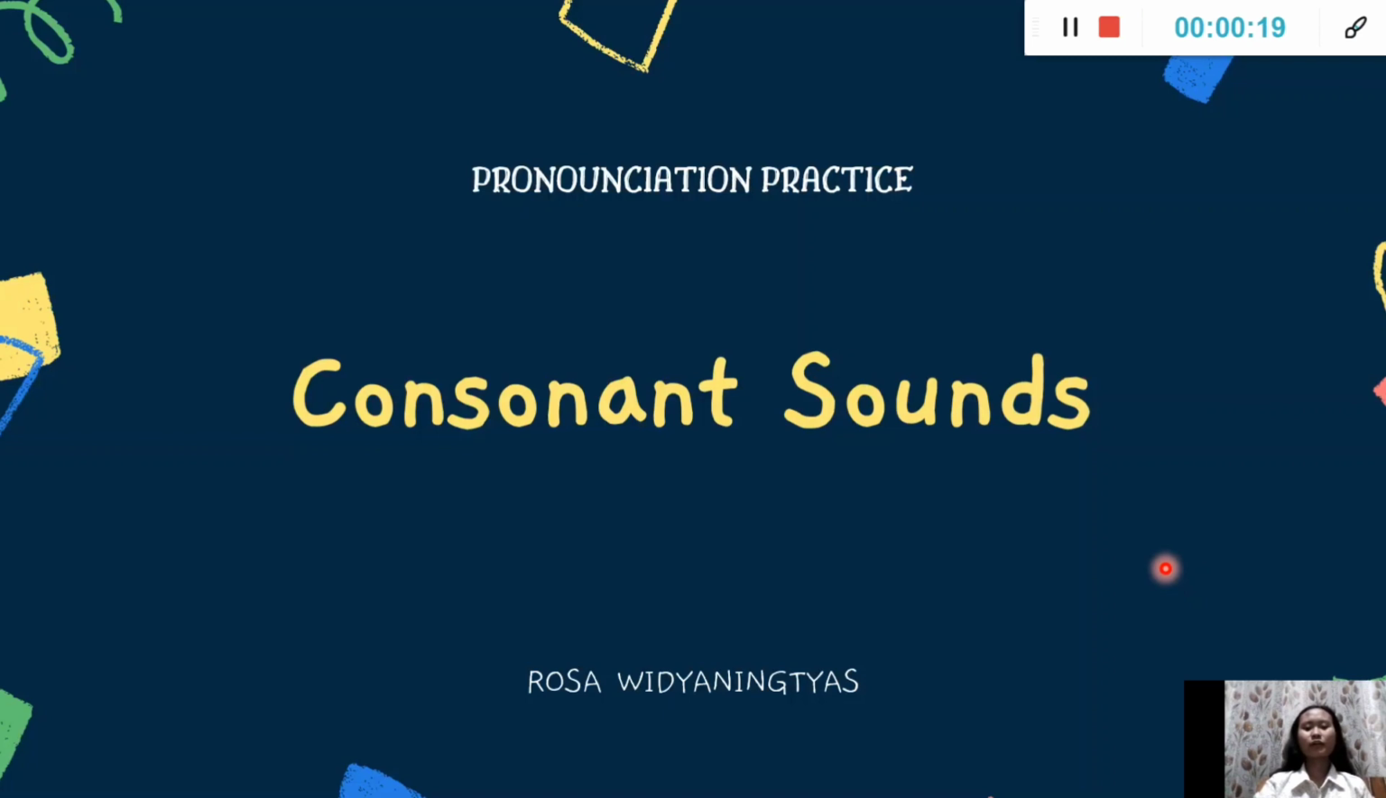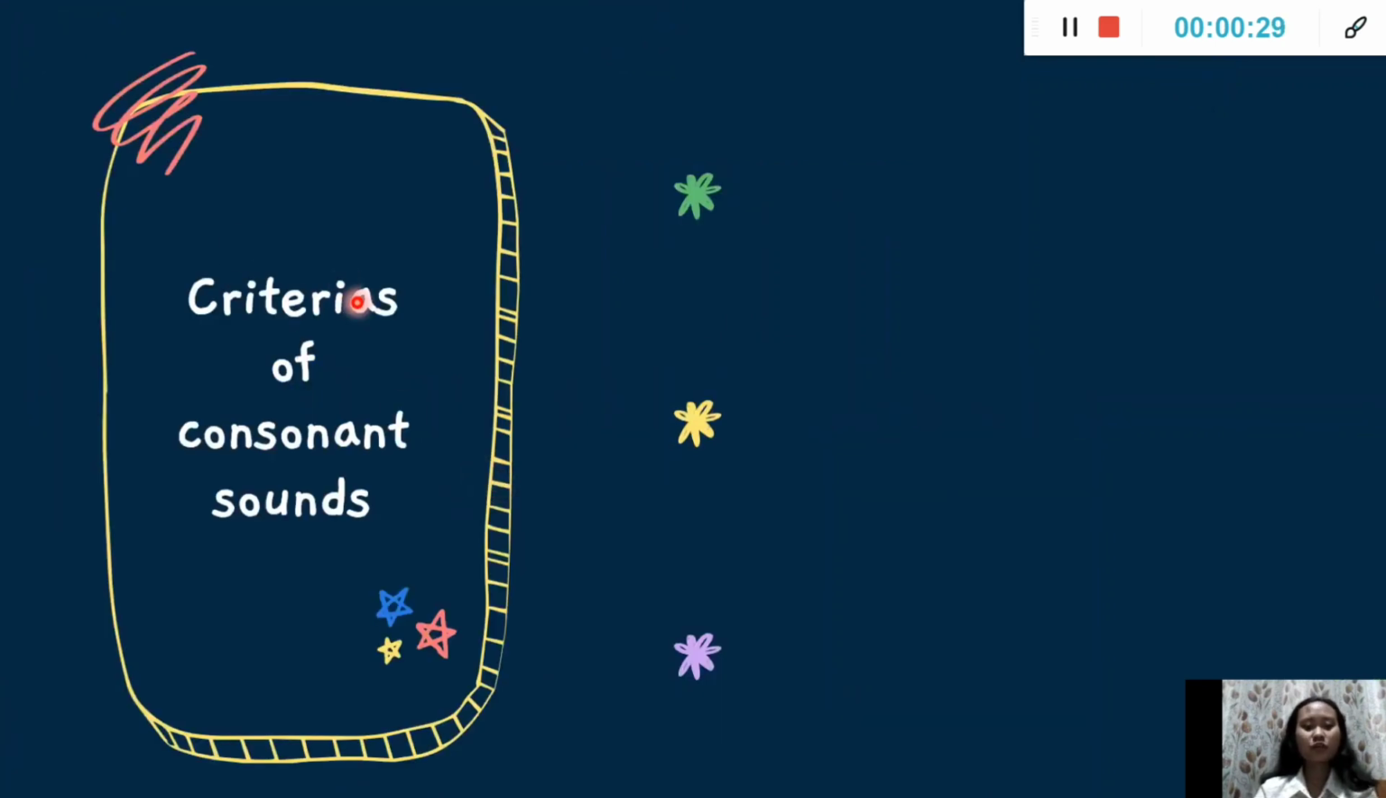Okay everyone, let us discuss the definition of consonant sounds. It is speech sounds that are represented by T, G, F, or Z, characterized by an articulation with a closure or narrowing of the vocal tract, such that a complete or partial blockage of the flow of air is produced. When we want to describe consonant sounds, we use three criteria.